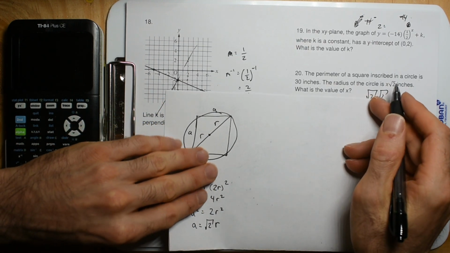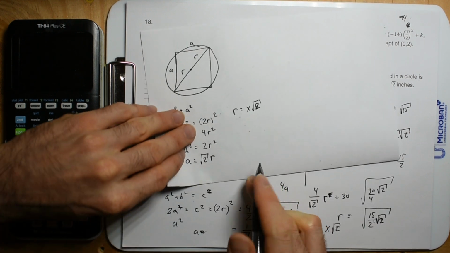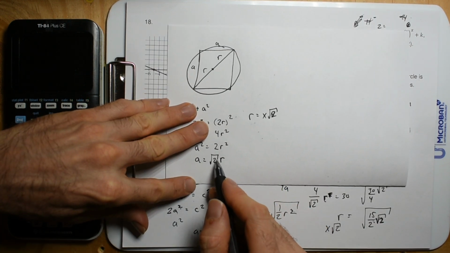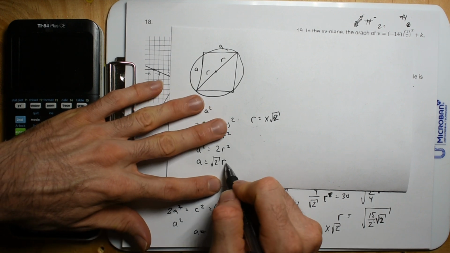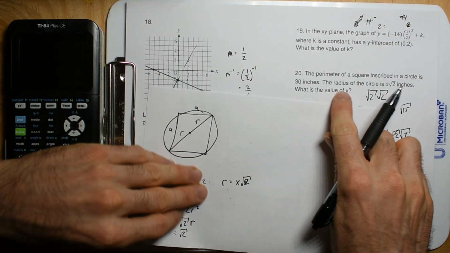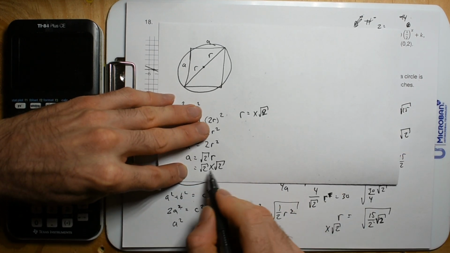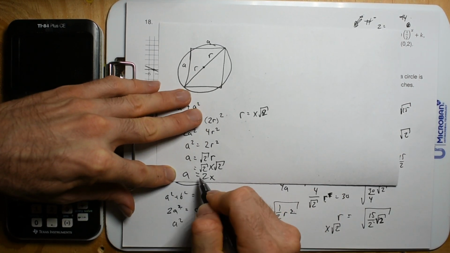It already says the radius of the circle, r, is x square root of 2. So this is one of those prime places where we could have thrown it in right here and just say, hey, the radius of the circle is x square root of 2. So it's going to be x square root of 2. This is going to be 2x. So a is equal to 2x.